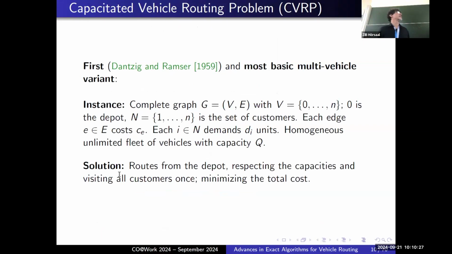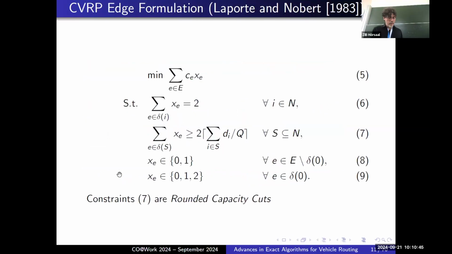For the CVRP, we have a set of vehicles, and the vehicles are capacitated. They have capacity Q. The customers have demands d_i, and the sum of the demands of the customers in the same route cannot exceed the capacity of the vehicle. And we have a formulation that's quite similar to the TSP formulation, where in this formulation, we have a degree constraint. And here we have those constraints.